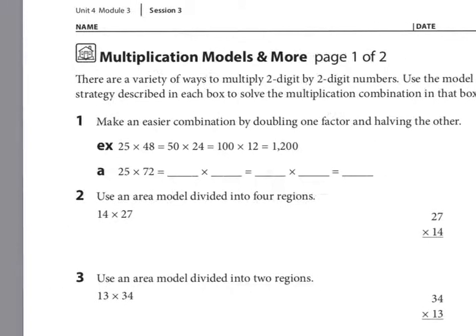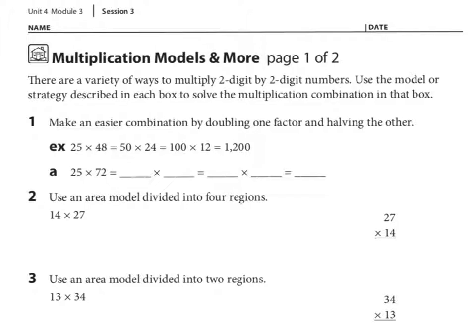So first we're working on our strategy of doubling and halving. So the example is 25 times 48. We double 25, we halve 48, then we do it again to come up with our answer of 1200. Let's try that same strategy.